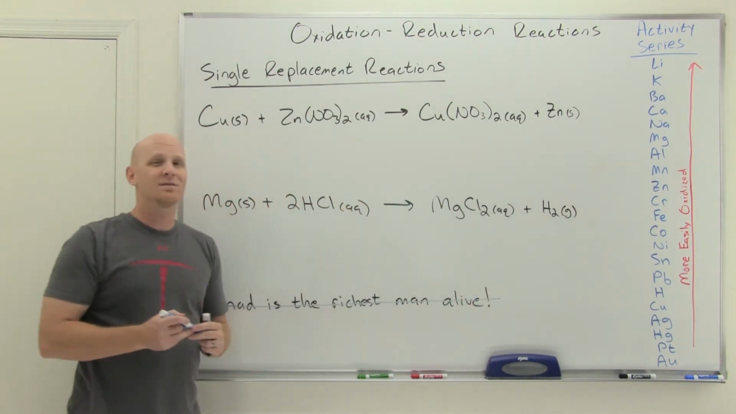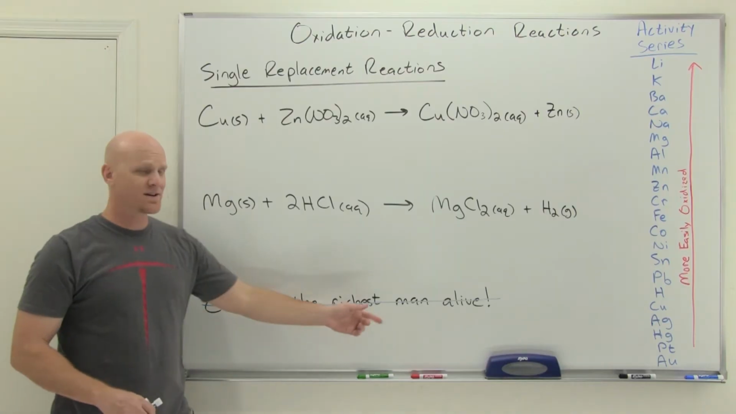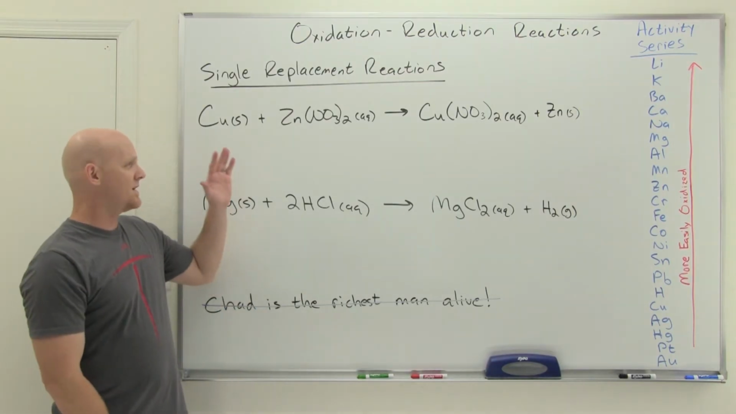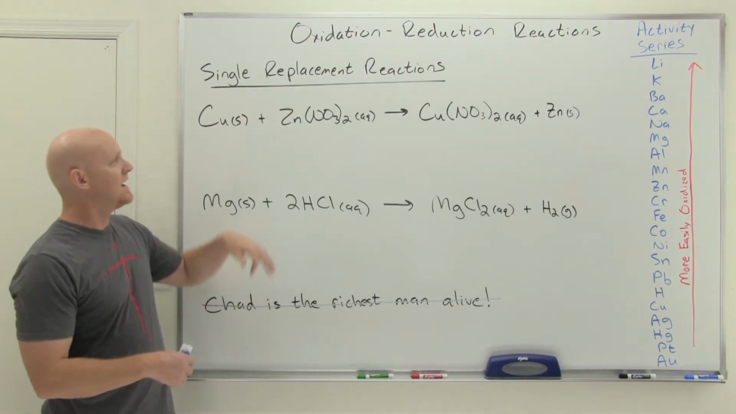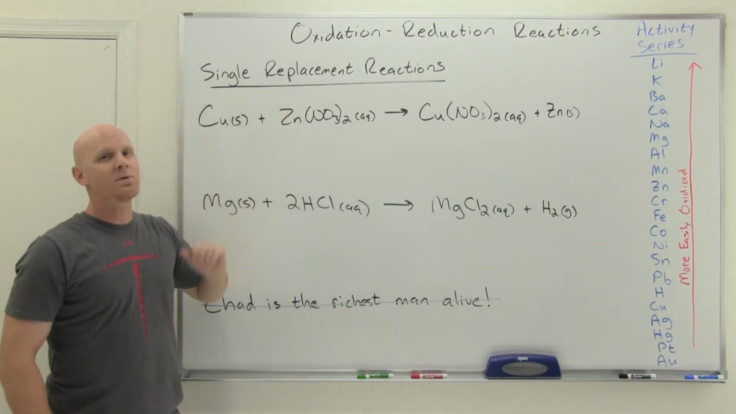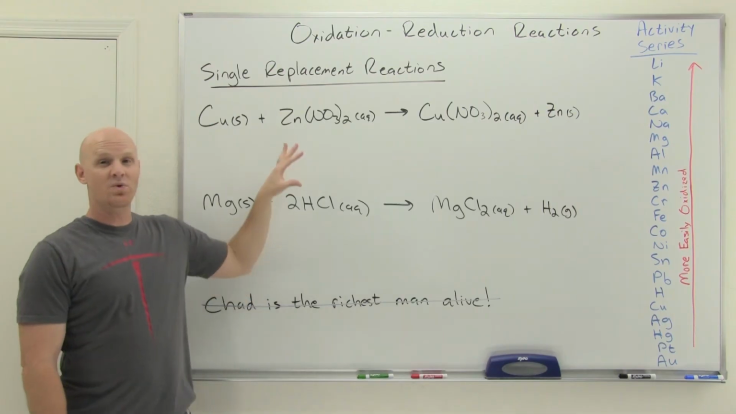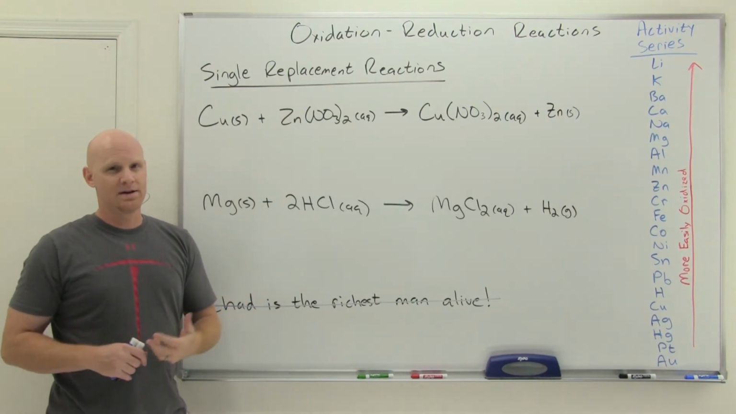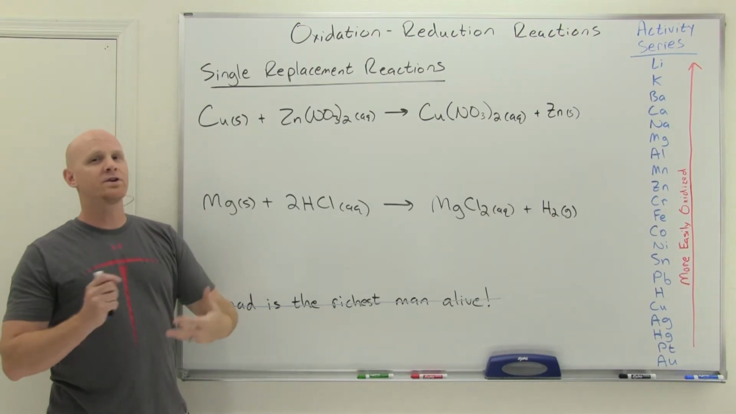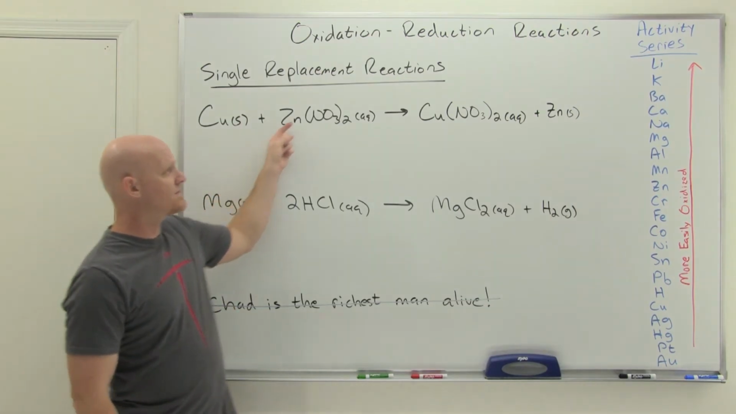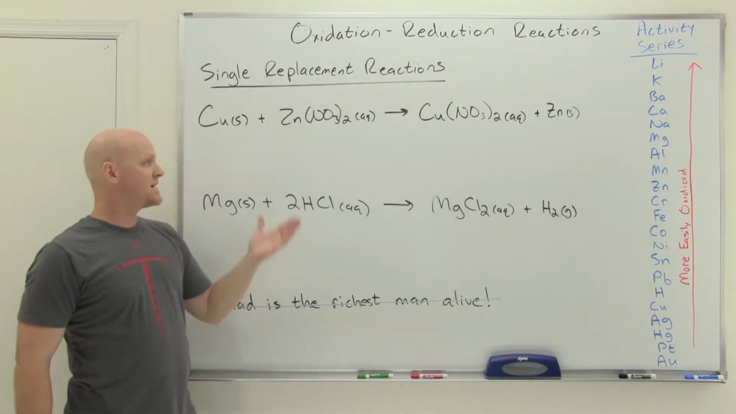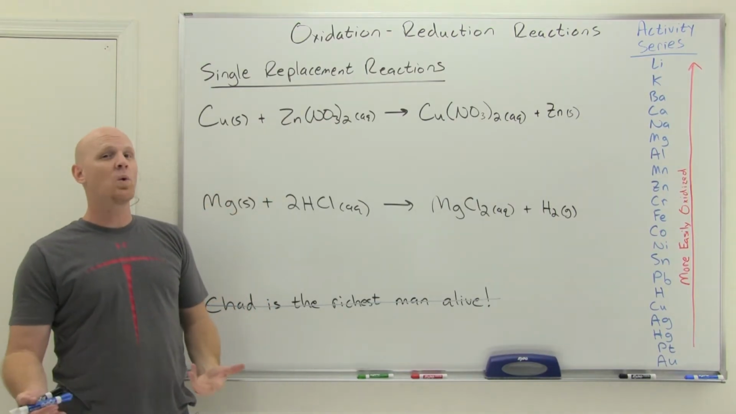Just because I write something on the board, I could have said Chad is the best looking man alive, just because I write something on the board doesn't make it true. Now, obviously there's a point to this. This is not just nonsense. When I write a single replacement reaction, just because you can write it on the board doesn't mean it's actually going to happen. Reactions typically happen in one direction or another, either the forward direction or the reverse direction. Just because I write it this way doesn't mean it's actually going to happen.